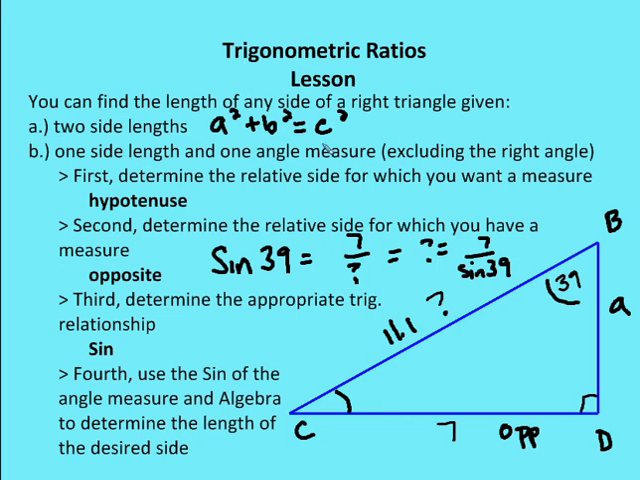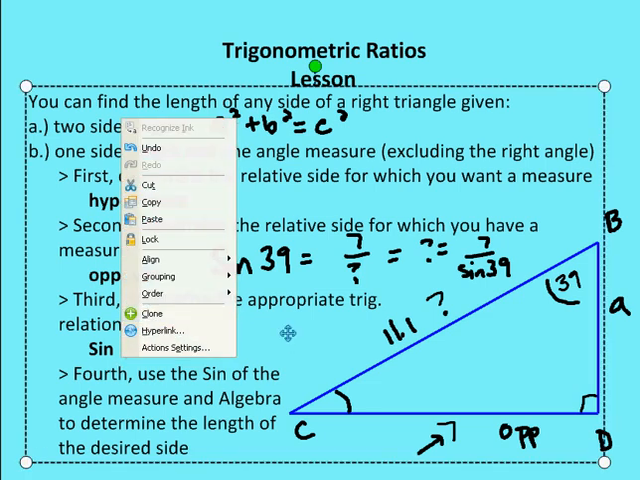We have one side length and one angle measure. First thing we need to do is determine the relative side for which you want a measurement. In this case, we determined that it was the hypotenuse. Second, we determine the relative side for which we have a measure. In this case, we were given 7 as our measure. So we determined that's the opposite side relative to the 39-degree angle. Third, determine the appropriate trig relationship or ratio. In this case, we knew we wanted the hypotenuse. We had the opposite. We know that sine establishes that relationship between opposite and hypotenuse.